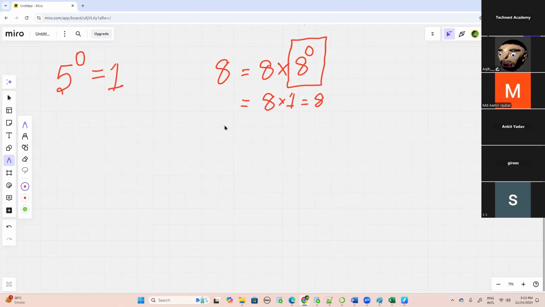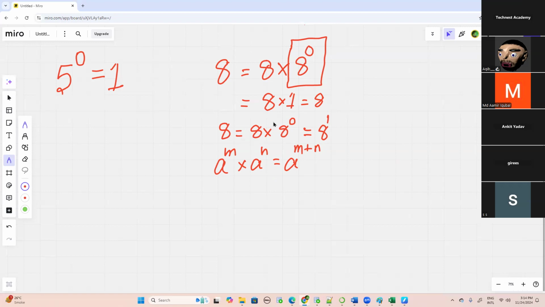Second explanation you can give here, that this 8 equals 8 into 8 to the power 0. Now there is a law of exponent we have studied yesterday. A to the power m into a to the power n is how much? A to the power m plus n. So what is the base here? Is the base same? Yes, base is same. It is 8. So here the power is 1. Here the power is 0. So 1 plus 0 will be 1. So that is why 8 equals 8 to the power 1, which is same.